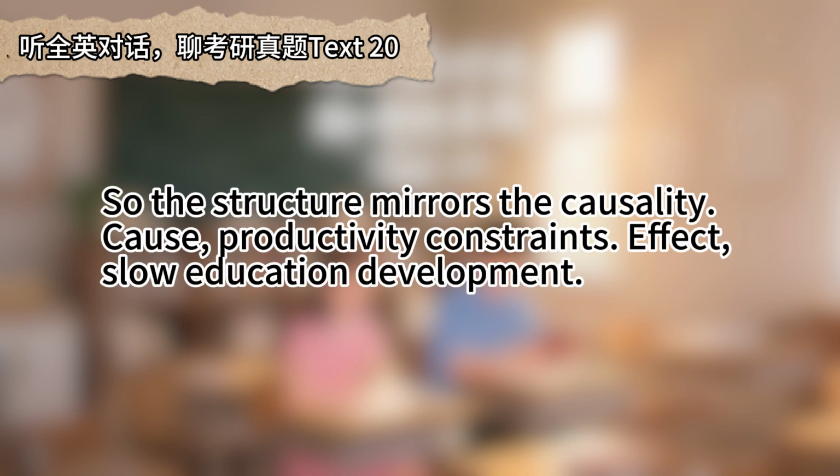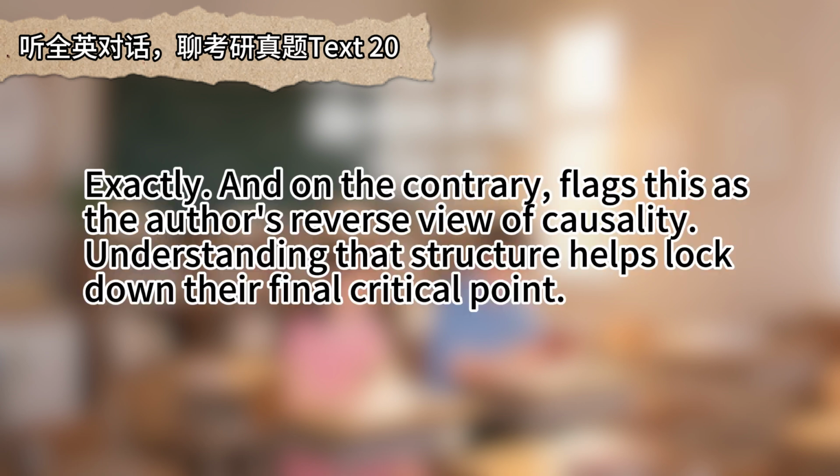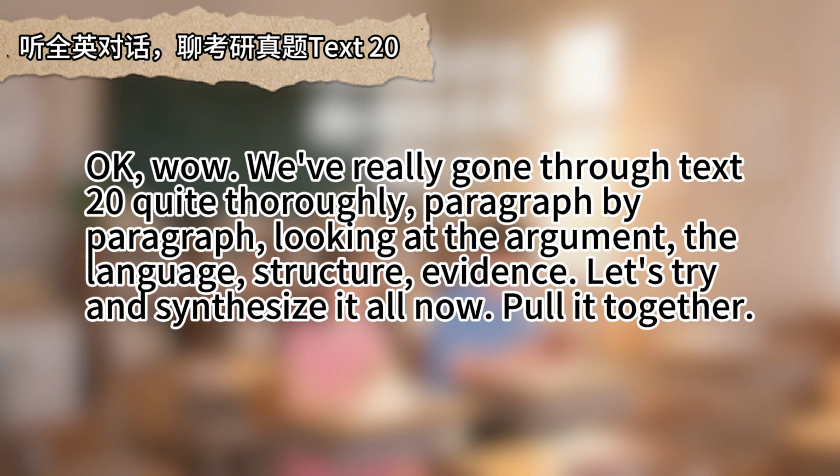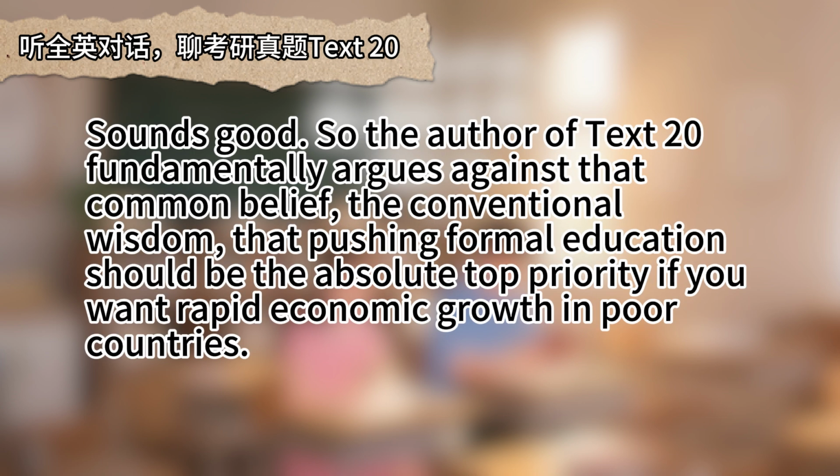So the structure mirrors the causality. Cause, productivity constraints, explains effect, slow education development. Exactly, and on the contrary flags this as the author's reverse view of causality. Understanding that structure helps lock down their final critical point. Okay, wow. We've really gone through Text 20 quite thoroughly, paragraph by paragraph, looking at the argument, the language, structure, evidence. Let's try and synthesize it all now. Pull it together. Sounds good.